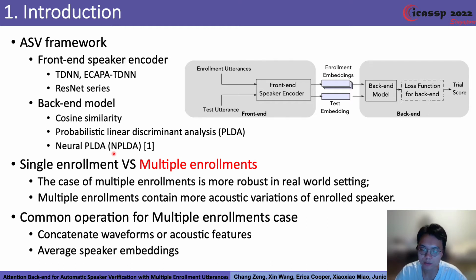There is little literature that shows how to handle multiple enrollments. However, the case of multiple enrollments is more robust in real-world setting, and multiple enrollments contain more acoustic variations of the enrolled speaker. There are two common operations for multiple enrollment case. First, concatenating waveforms or acoustic features of the enrollment utterances. The other one is averaging speaker embeddings of the enrollment utterances.